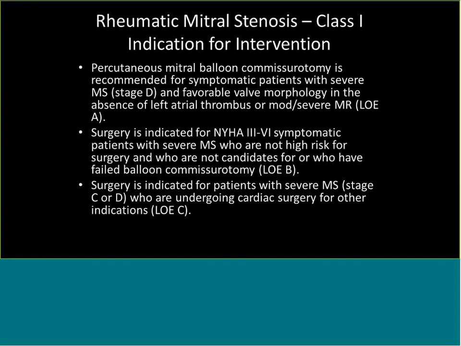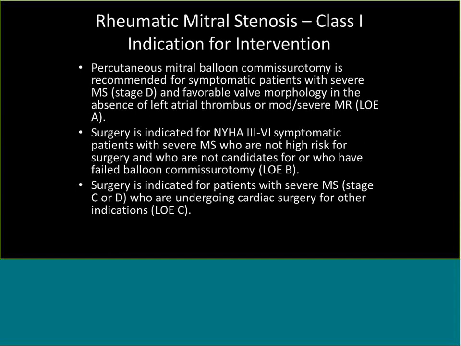So, recommendations for intervention. Percutaneous commissurotomy is recommended for patients who have severe MS, stage D, and favorable morphology, as long as they don't have a thrombus or moderate or severe MR, so no regurgitation. Surgery is indicated for class 3, 4, should be 4, not 6, NYHA symptomatic. Those patients are really symptomatic. They're dead. Yeah, those patients are dead. So the surgery is indicated before they die.